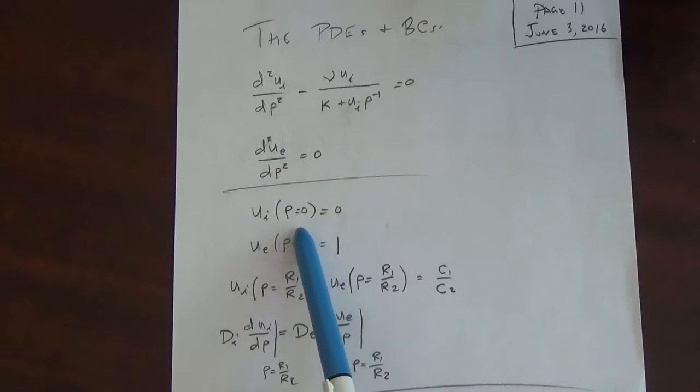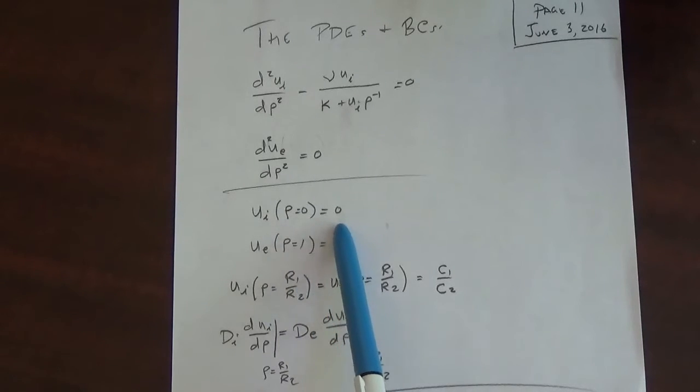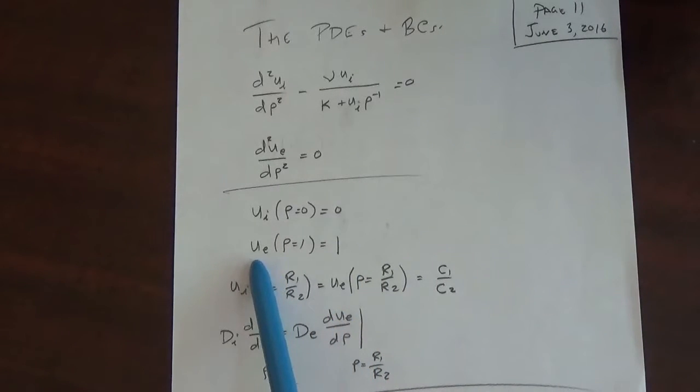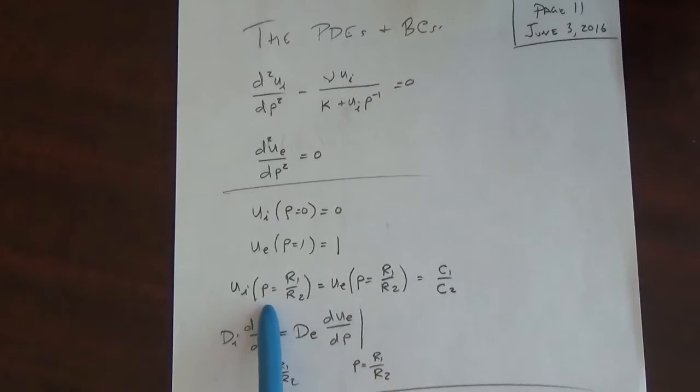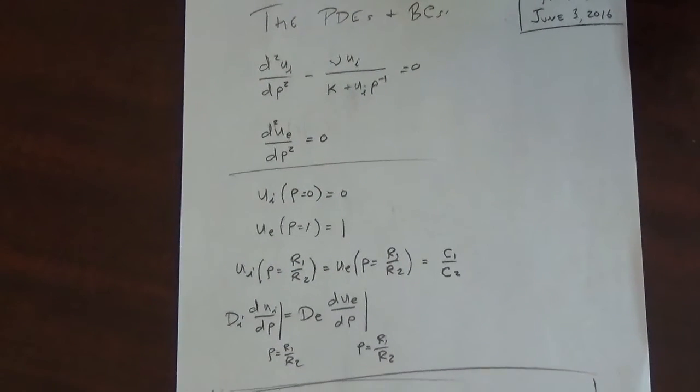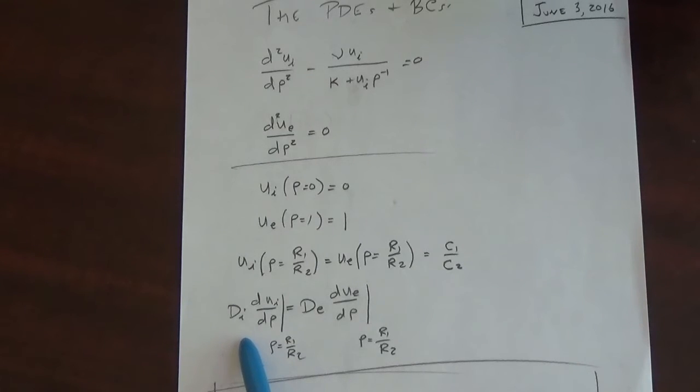We've got that in the far interior at rho equals 0, u sub I is equal to 0, and u sub e at the exterior boundary, rho equals 1, is equal to 1. And then we have that u sub I and u sub e must be equal to each other at rho equal to r1 over r2. And not only are they equal to each other, but they're equal to the ratio of c1 over c2. And that's how we non-dimensionalized our problem. And then we have the boundary condition saying that the flux must be equal at rho equal to r1 over r2.